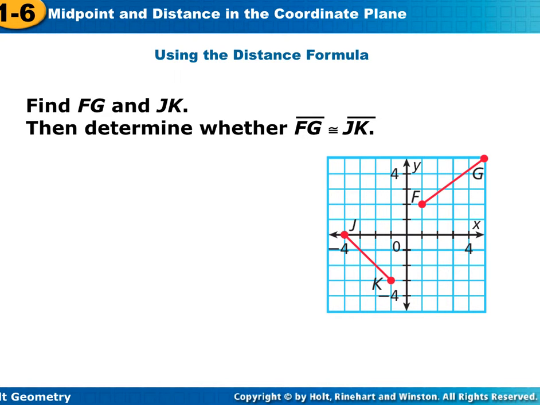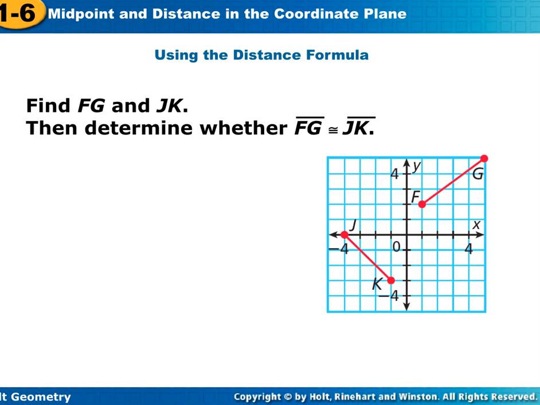Okay, so on our problem, we're going to try and find the length of FG. Remember, with no symbol up on top, it means the distance between those points or the length of that segment. So we're going to find the length of FG, the length of JK, and then determine whether they're congruent. How do you decide that? Okay, if their distances are equal. Okay, so let's find the length of each one.